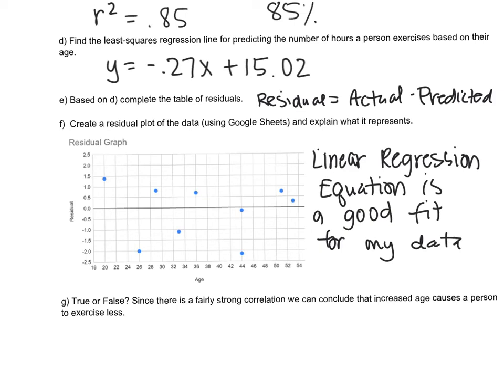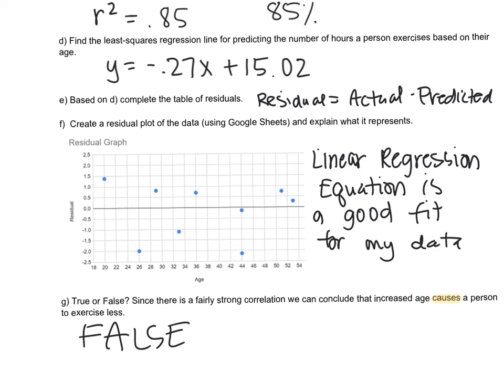And lastly, true or false, since there is a fairly strong correlation, we can conclude that increased age causes a person to exercise less. And this is false. The key word here that is false is the word causes. So remember, correlation does not mean causation. It just means that there is either a strong or weak relationship between those two variables. There are always other factors to consider.